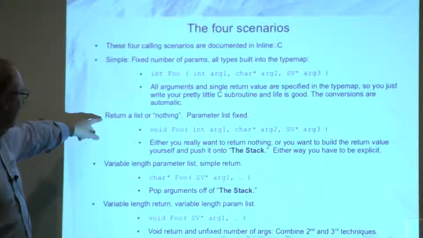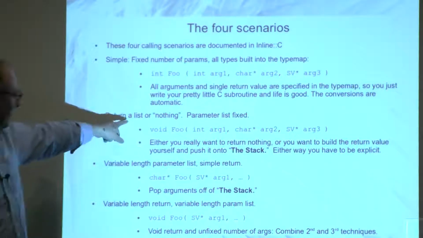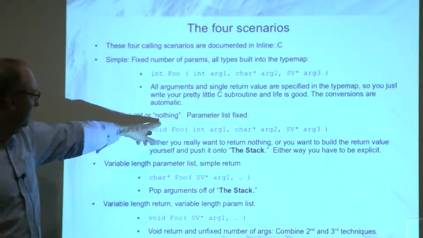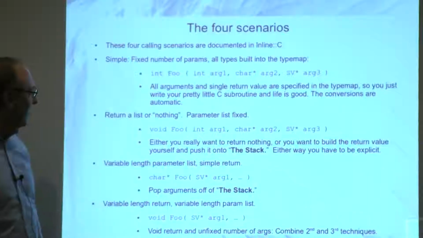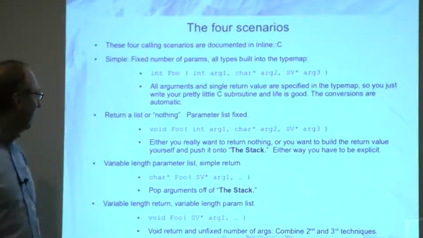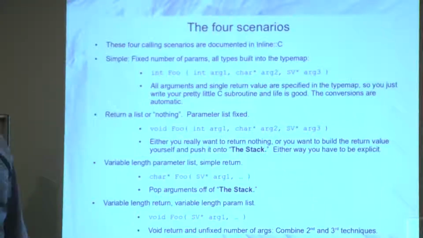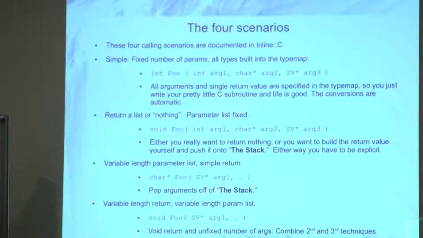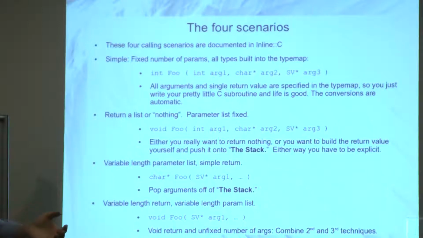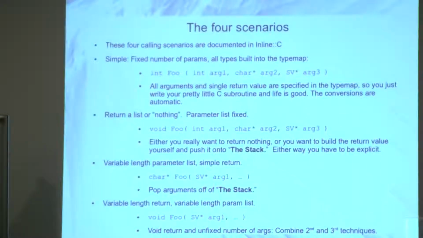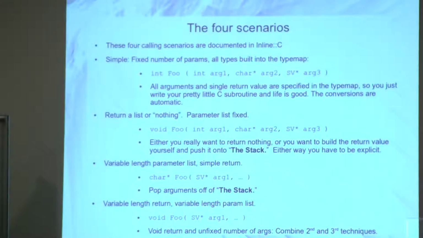The next scenario is a little bit more difficult. You're going to return a list, or you're going to return nothing, and you have a fixed parameter list. Now, to return a list, you have to start dealing with, quote, the Perl stack. When you make a function call in Perl, Perl sets up a call stack, and on that call stack, it pushes all of the parameters for the Perl function, and then the return values from within the function get pushed onto the same stack. The stack pointer is reset to the top.